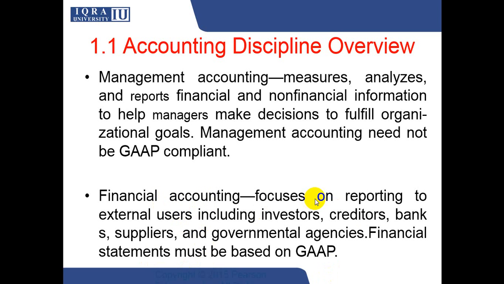Now move towards financial accounting. Financial accounting focuses on reporting to external users including investors, creditors, banks, suppliers, and governmental agencies. Financial statements must be based on GAAP, so they must be based on generally accepted accounting principles. Financial accounting is a specialized branch of accounting that keeps track of a company's financial transactions. Using standardized guidelines, the transactions are recorded, summarized, and presented in a financial report or financial statement such as an income statement or a balance sheet.